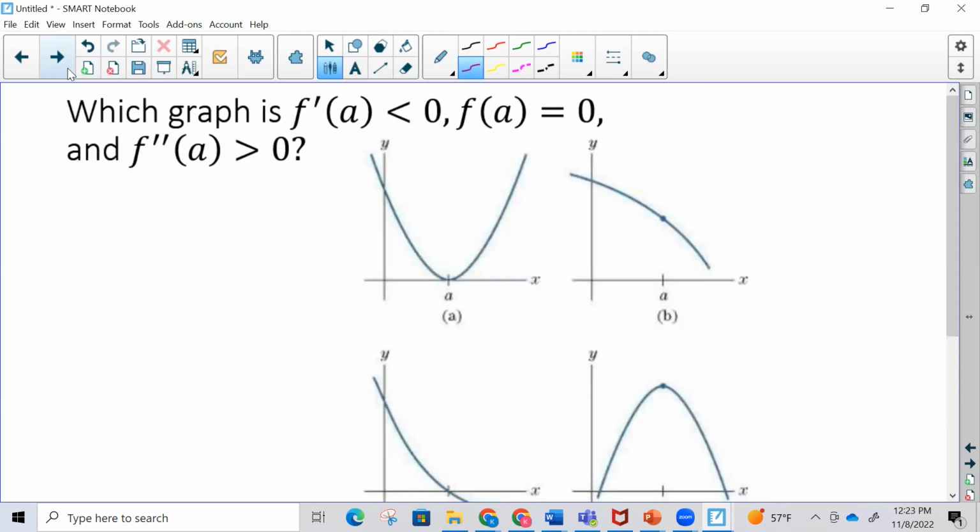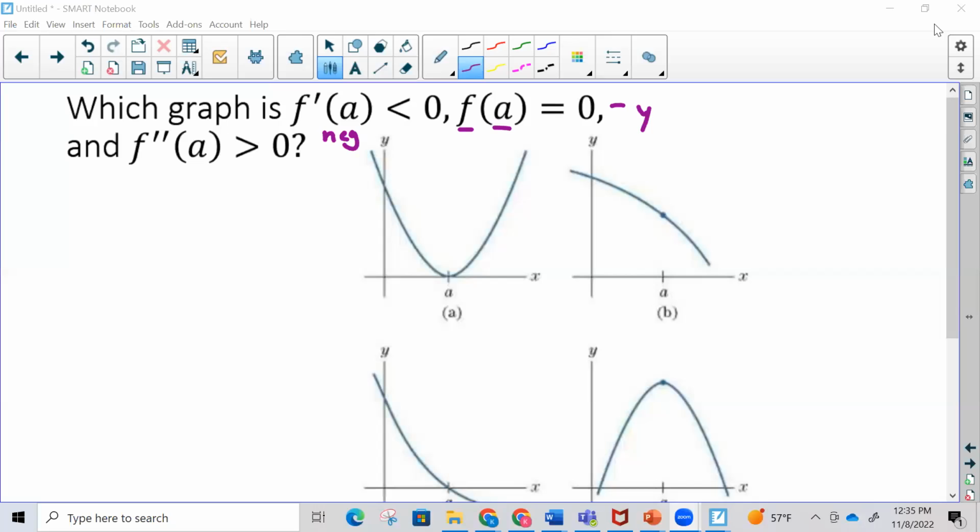So just to do a few problems applying what we just learned with derivatives and second derivatives, it says which graph has f prime of A less than 0? Okay, so we're looking at the derivative being negative. f of A equals 0. So this is the y value, this is f. And then f double prime of A, so again, this is the second derivative, is greater than 0. So this is positive.